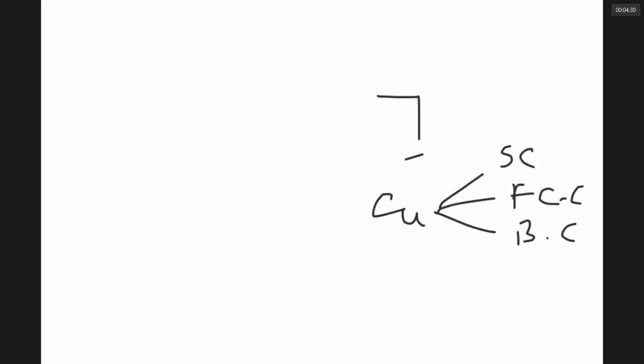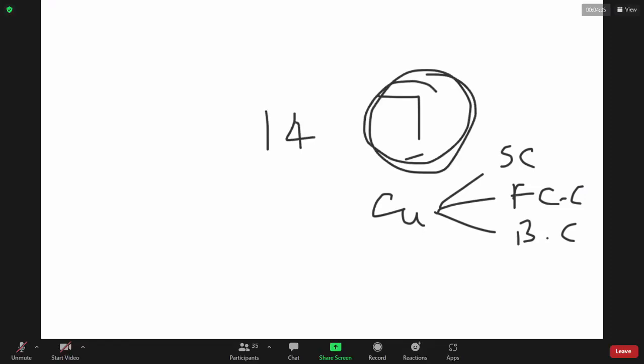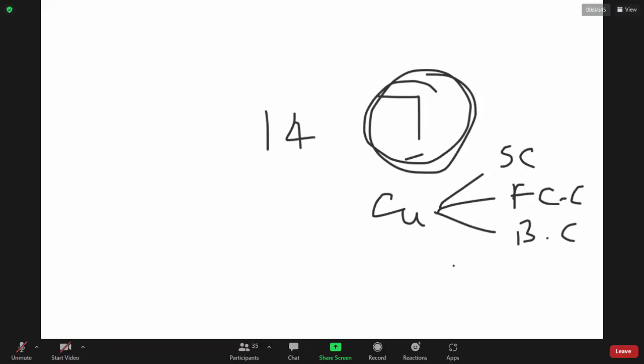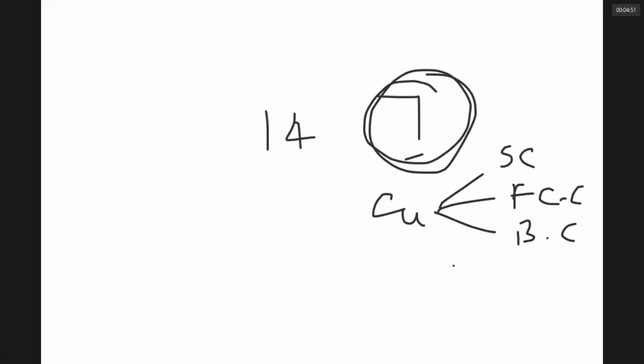If you consider all variants in the 7 crystal systems, there are a total of 14 variants. They are called 14 Bravais lattices. So there are 7 crystal systems and 14 Bravais lattices. Now, in a simple cube, how many particles are there on an average per unit cell? 1. In a face-centered cube? 4. In a body-centered cube? 2.